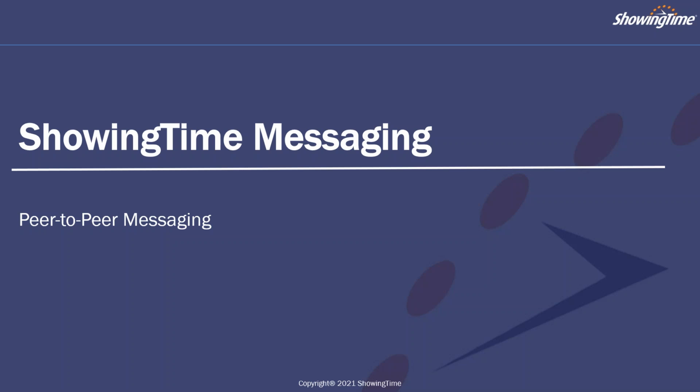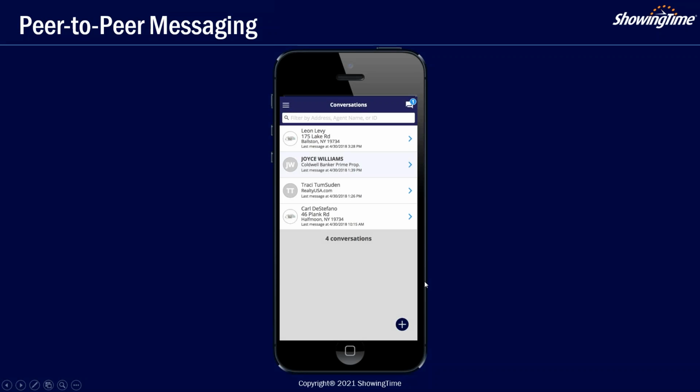they're going to be notified the way that they have their preferences set in ShowingTime, which could be text message, email, and or push notifications from our mobile app. All right, so you can access your messages from our mobile app as well as on the desktop, and I'll show you both.